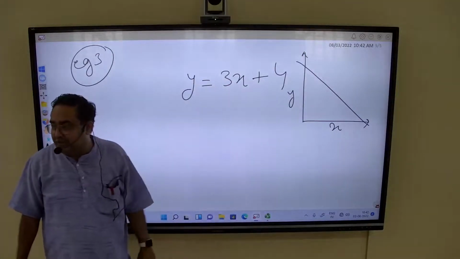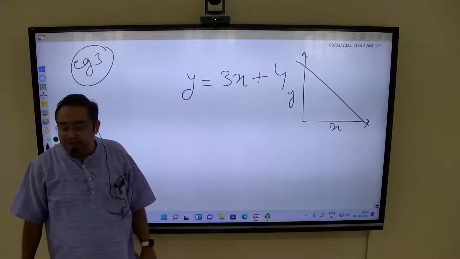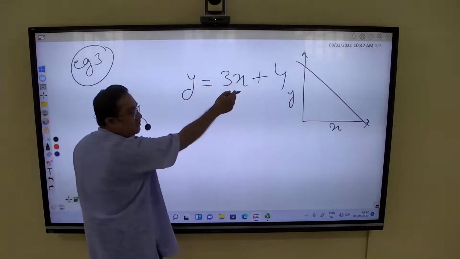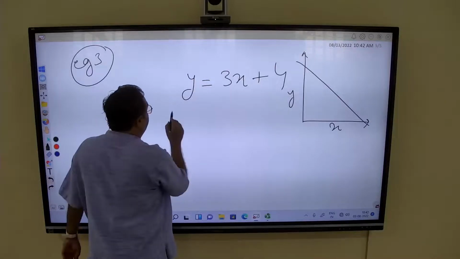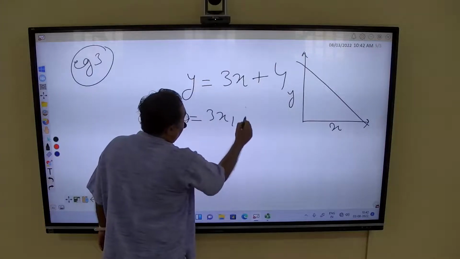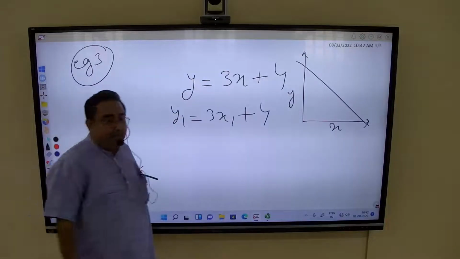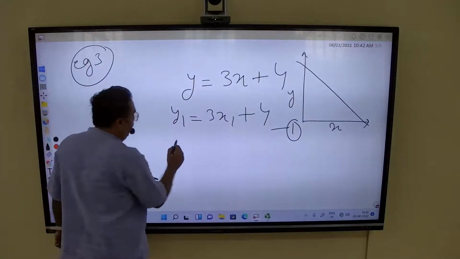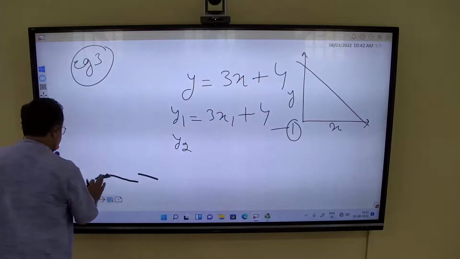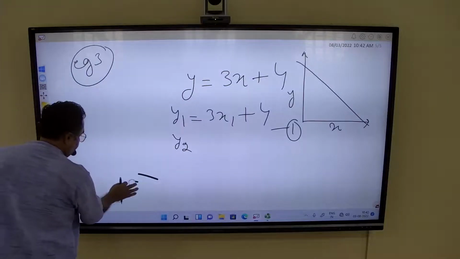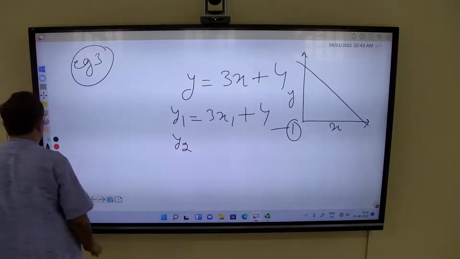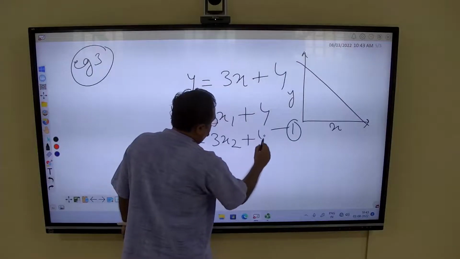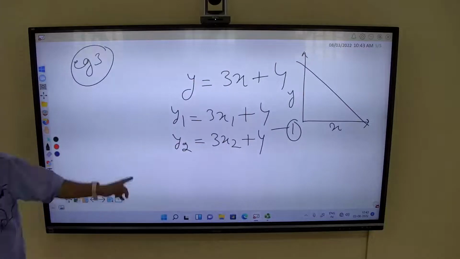Just apply the additivity principle. Suppose I have a variable x1, and for input x1 I get output y1. Let's say y1 is equal to 3x1 plus 4. This is the first equation. Do you agree or not? Okay. Now I am applying another variable x2. Therefore, what I will get: y2 is equal to 3x2 plus 4. Another variable x2 and the output is y2.